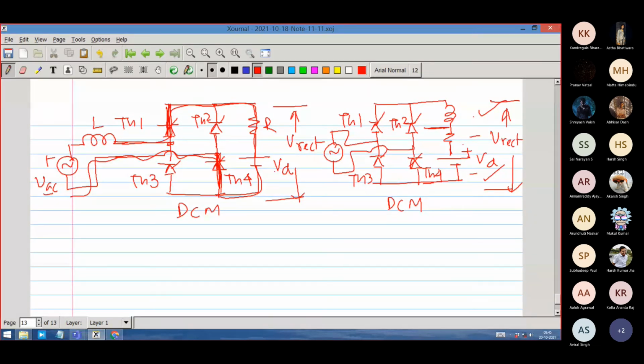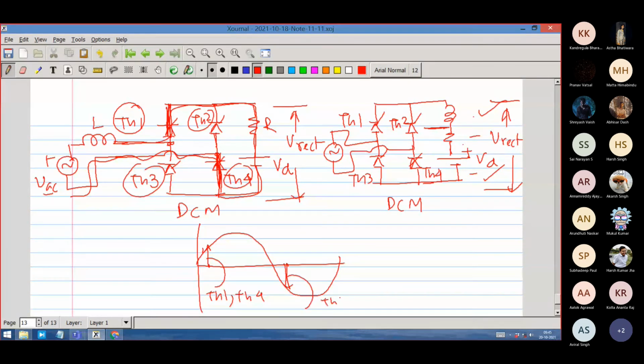Why am I giving so much importance to discontinuous conduction mode? Because in the discontinuous conduction mode, the current comes down to 0. So there is no interference between the firing pulses of TH1, TH4 and TH2, TH3. Look at it this way: if this is the voltage, you have fired at this point and you are firing at this point. This firing is for TH1, TH4 and this firing is for TH2, TH3. But the current has come down to 0 somewhere early.